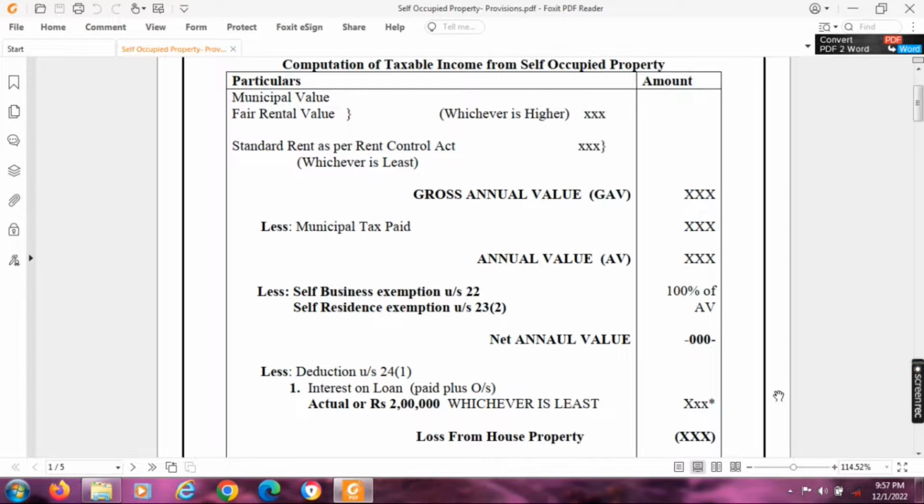Actually, we see annual value is applicable only for the self-occupied property. So this term annual value is not applicable for the let-out property. Please mind it. Next, less self-business exemption.